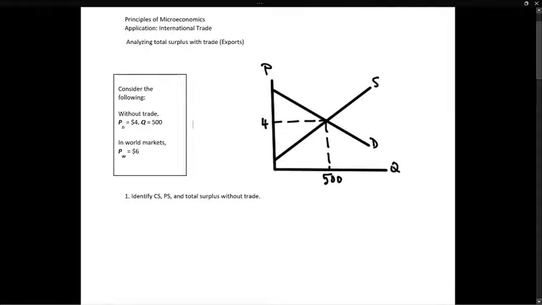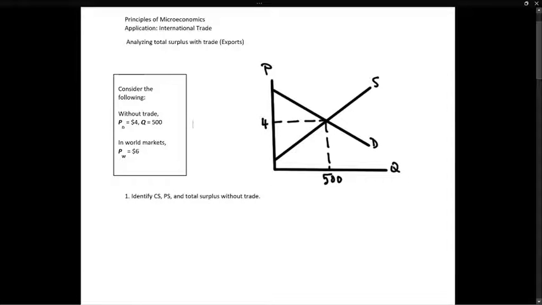In this example, how international trade increases total surplus and improves efficiency. But first, let's start with a situation where there's no trade. It's just a domestic market, and this is the soybean market. The soybean market is in equilibrium at $4 per unit of soybean, and 500 units are bought and sold.